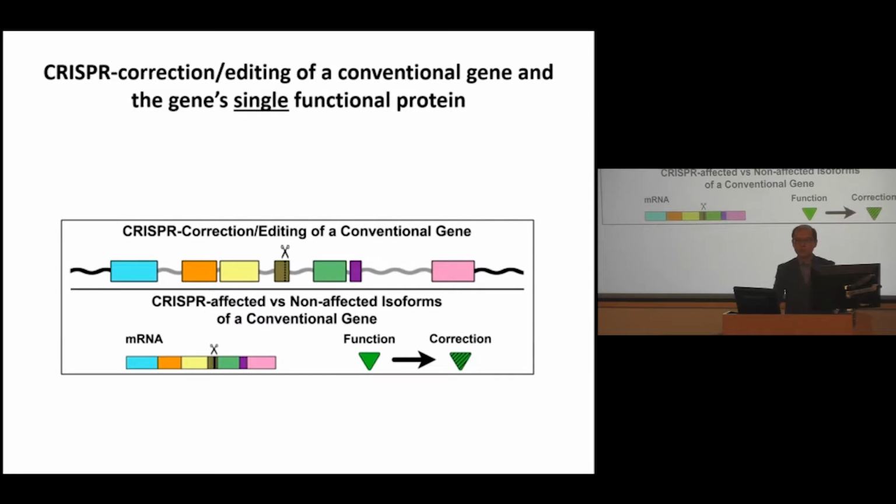And also, CRISPR can be used for the correction of a conventional gene. Let's say there's a single functional protein, then correction should work fine. If there is a single messenger RNA, correction should be fine. You corrected this exon number 4, then now function is corrected.